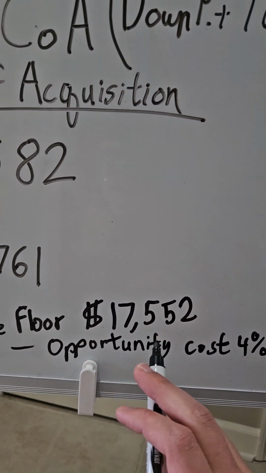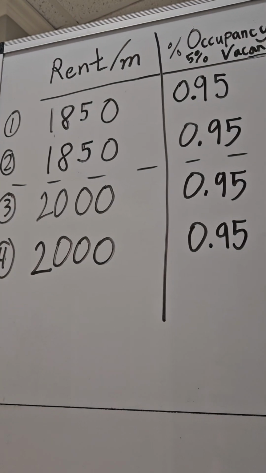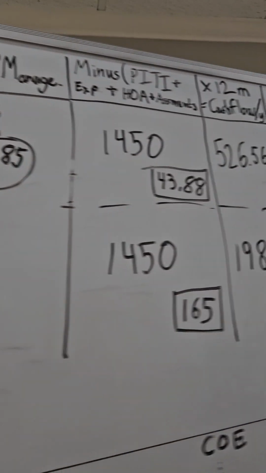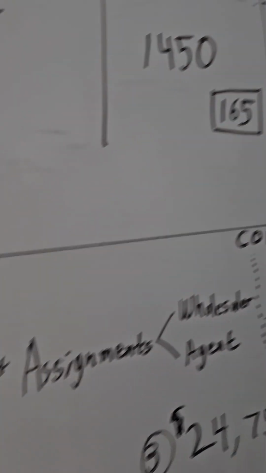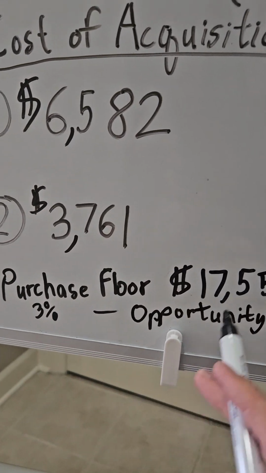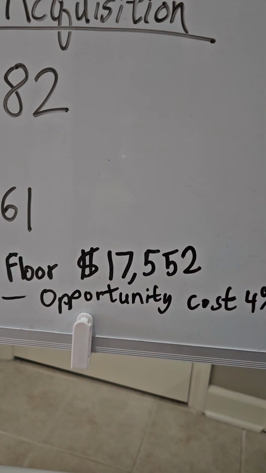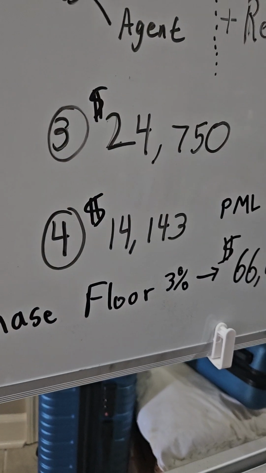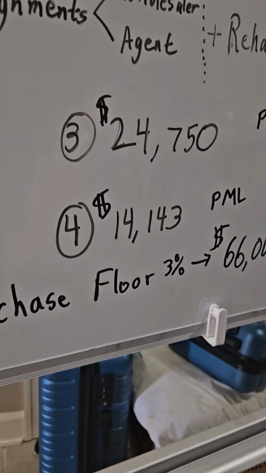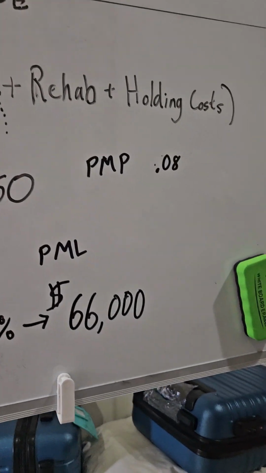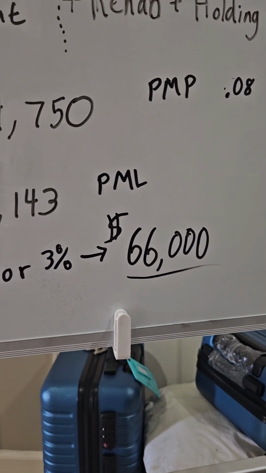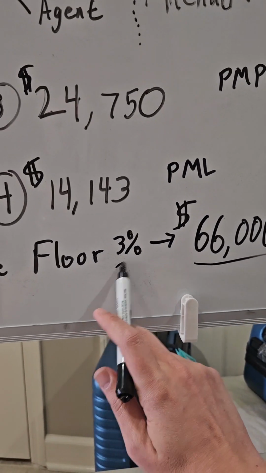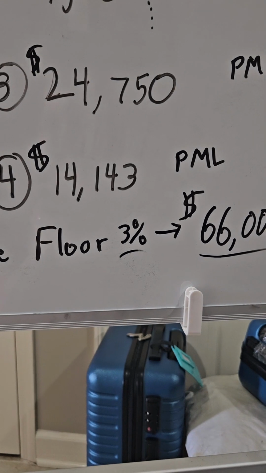So here I put a purchase floor going back to the 1850 monthly income, annual income of 526.56 divided by now 3% or 0.03. That's where this number 17,552 comes from. And a purchase floor if we were getting the 2,000 monthly rent and 1980 for annual income. Well, then I could offer up to 66,000 if I was doing a 3% purchase floor.